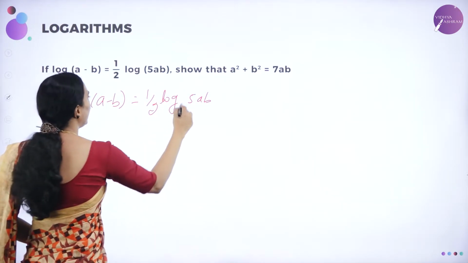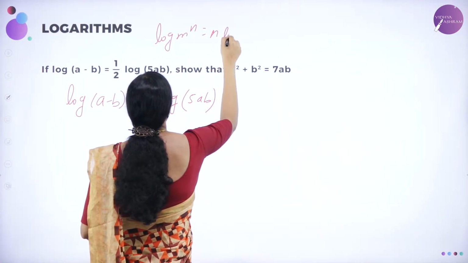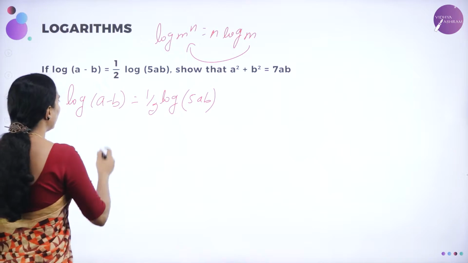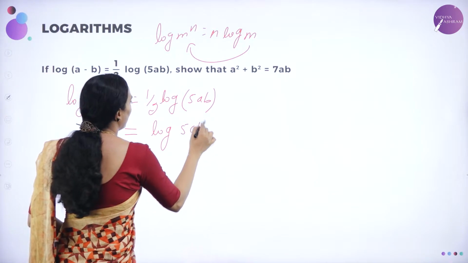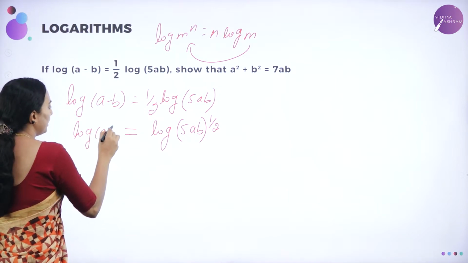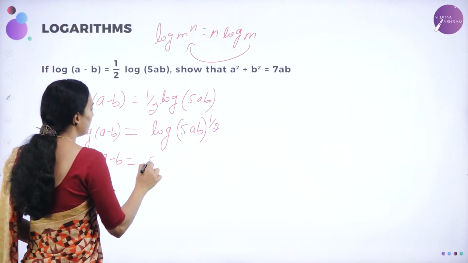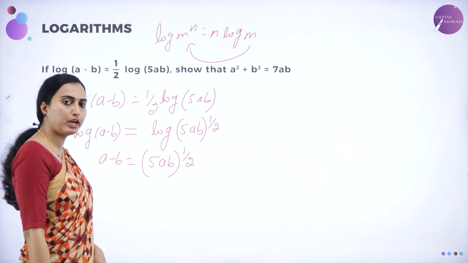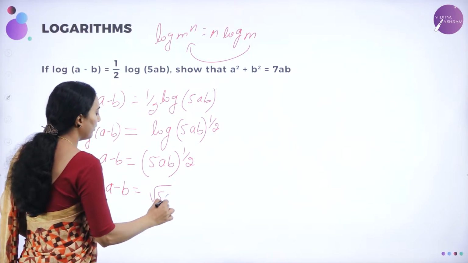Correct? So let me take this one. According to log m power n can be written as n log m, or n log m can be written as log m power n. So accordingly, you are going to write this as log 5ab whole to the power of 1 by 2. This is log a minus b. Log will get cancelled. You are going to remain with the answer: a minus b is equal to 5ab whole to the power of 1 by 2. What is whole to the power of 1 by 2? Square root. Therefore, you can write it as a minus b is equal to square root of 5ab.